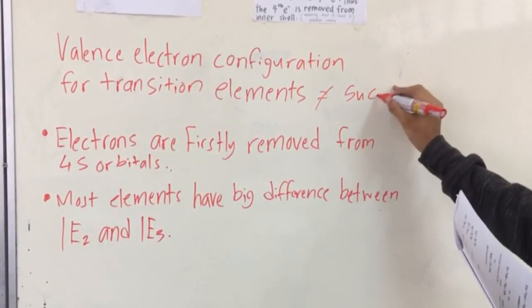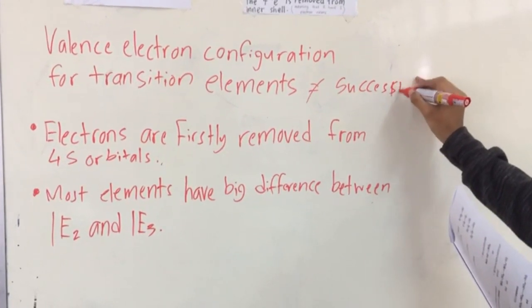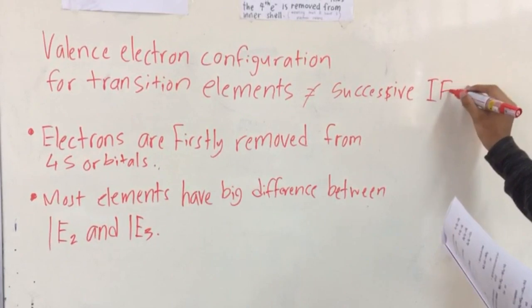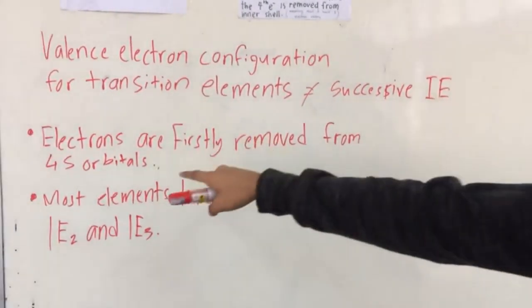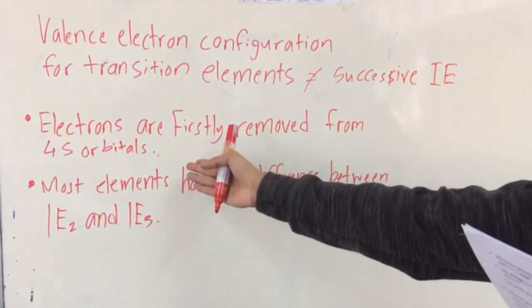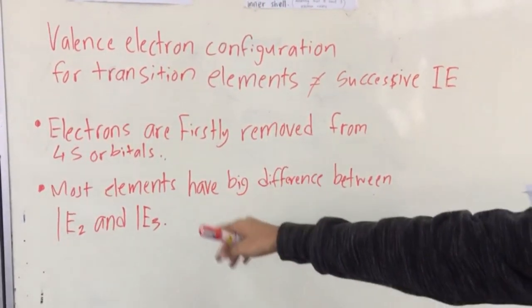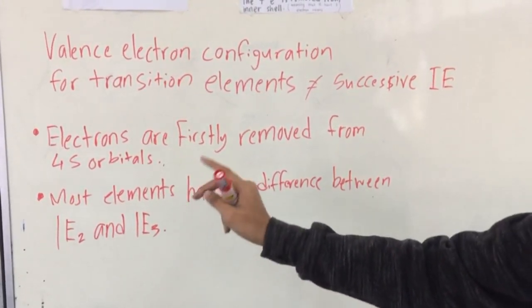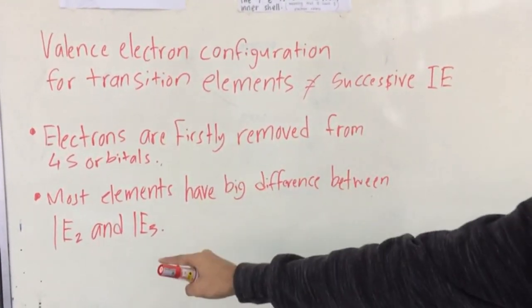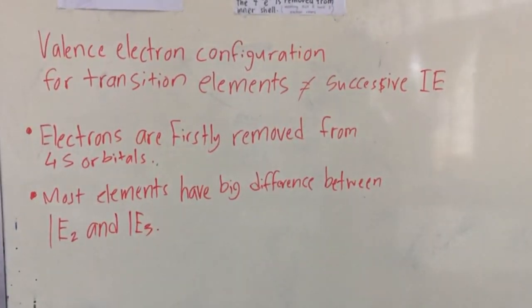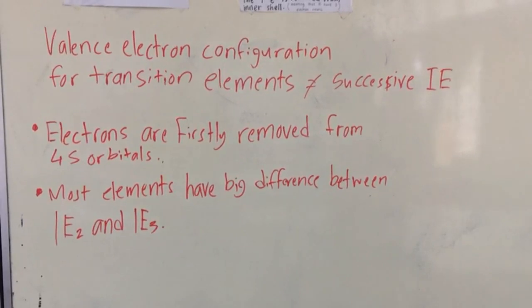For the valence electron configuration of transition elements, we cannot use the successive ionization energy. This is because the electrons are firstly removed from the 4s orbitals. The second reason is that most elements have a big difference between ionization energy 2 and ionization energy 3, which means that we cannot determine the valence orbital of the atom.